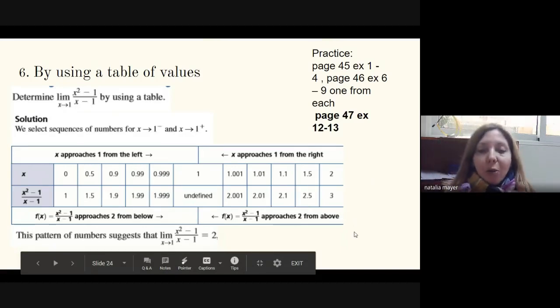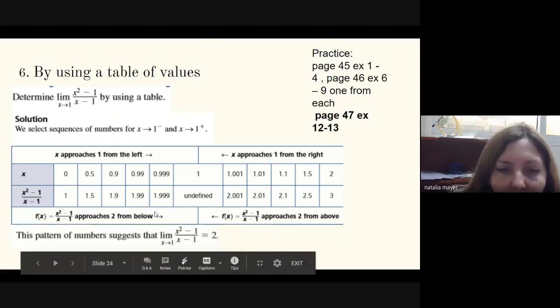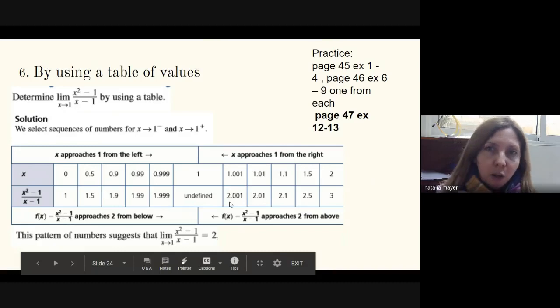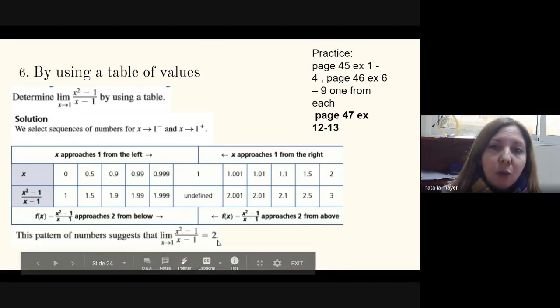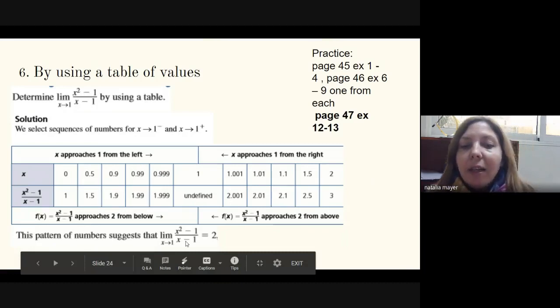However, from above or from below makes a difference when it comes to graphing, because we want to know where to graph the piece of the curve. For limits, it's not important whether it's approaching from above or from below. What matters is that we see that the function approaches the exact same value for y, which is 2. So based on these calculations, we made the conclusion that the limit is 2.